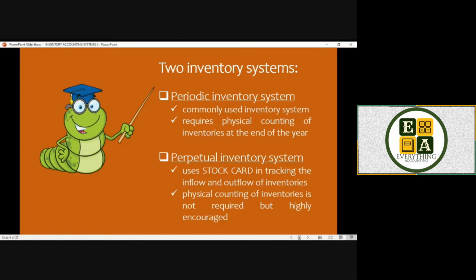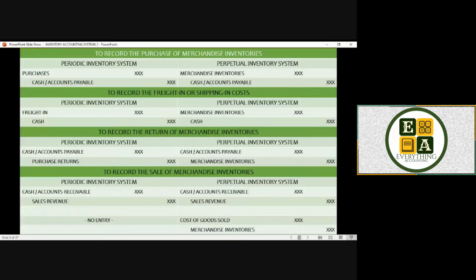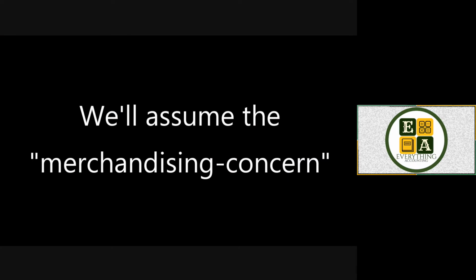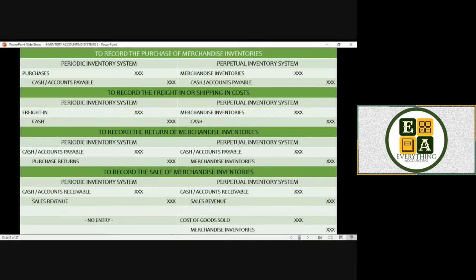So how do we differentiate in journal entries yung dalawang to? Periodic inventory system at saka yung perpetual inventory system. Sa summary, ganito yan. So to record purchase of merchandise inventories, si periodic, yung dinedebit niya is purchases. While perpetual yung dinedebit niya, merchandise inventories. As to credits, the same lang naman yung kanilang account na ginagamit. Either cash kung cash basis or accounts payable kung account or credit basis.